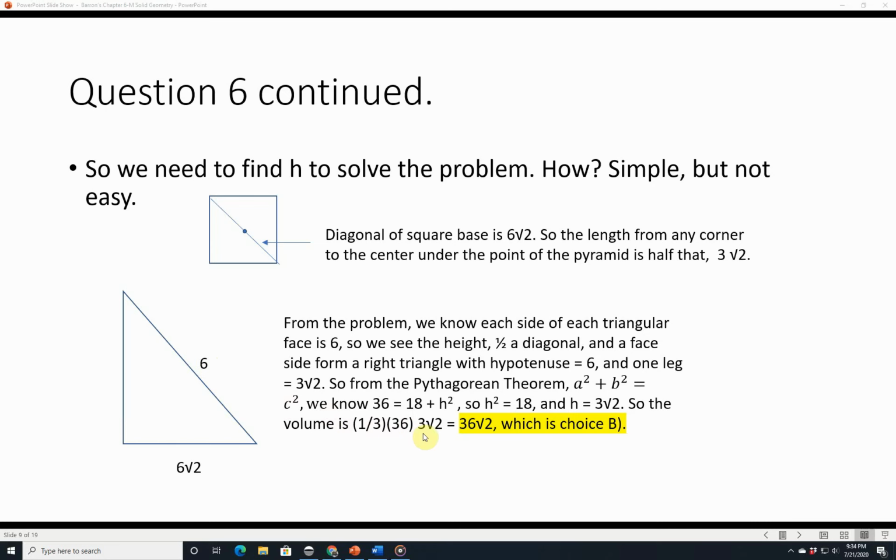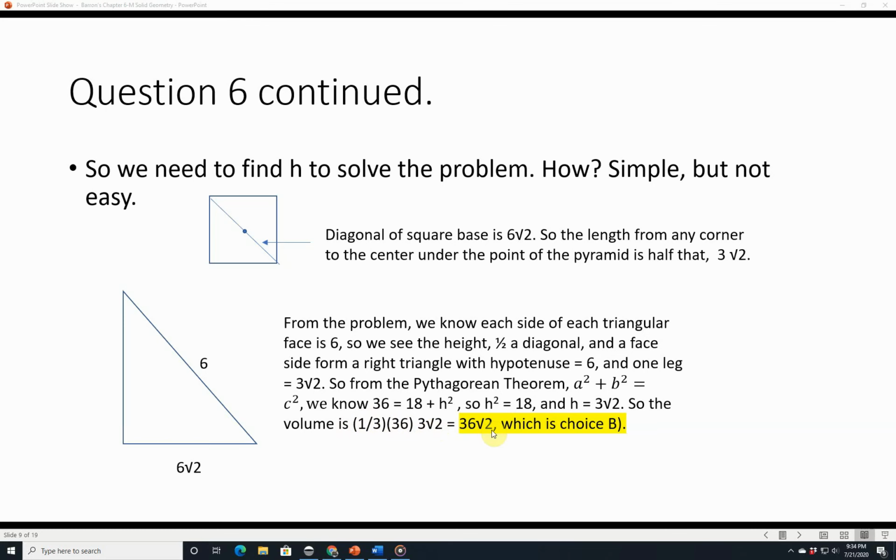So anyway, how does that help us? Well, we know the volume from before is 1/3 L times W times H. The length times the width is just going to be 6 times 6, that's 36. And then we know that H is 3 root 2, so it's just 1/3 times 36 times 3 root 2. Obviously, 1/3 times 3, those cancel out, so you just end up with 36 root 2, which is choice B.